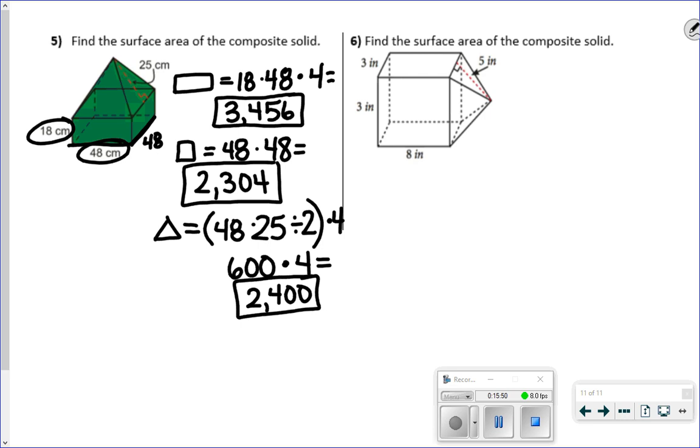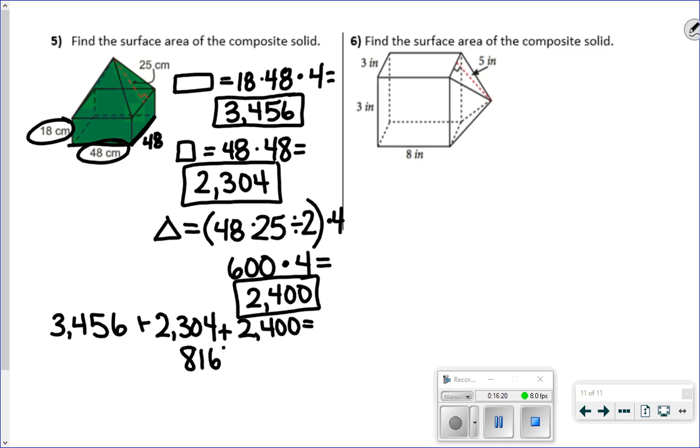So my last step is going to be adding together the 3 numbers that I boxed in. Those are all my individual areas. So I've got 3,456 plus 2,304 plus 2,400. So that's going to give me an area of 8,160 centimeters squared.